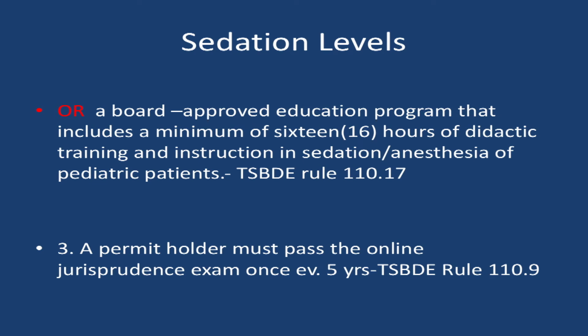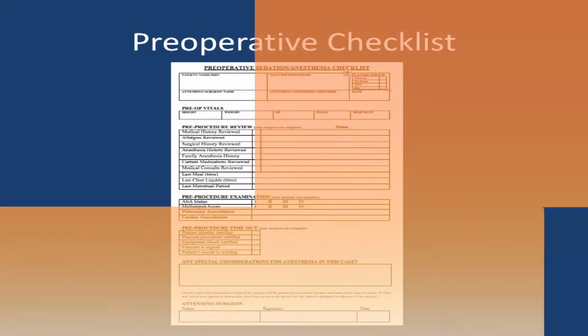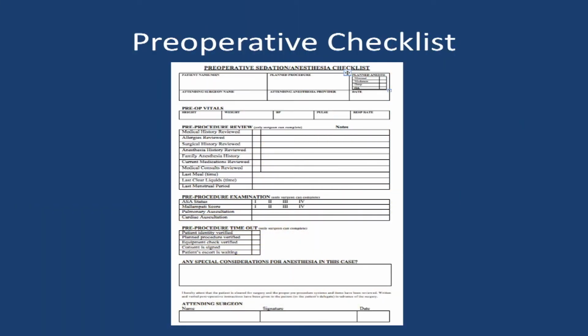Second, a board-approved education program that includes a minimum of 16 hours of didactic training and instruction in sedation anesthesia of pediatric patients, governed by Texas State Board of Dental Examiners Rule 110.17. And third, a permit holder must pass the online jurisprudence exam once every 5 years to be licensed in the state of Texas, governed by Texas State Board of Dental Examiners Rule 110.9. Here is an example of a preoperative checklist.